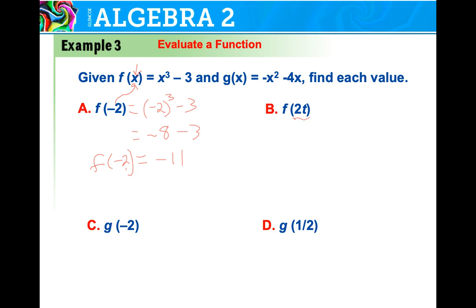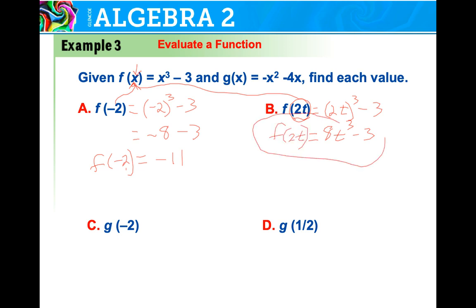Sometimes they give you values that have different variables in them. That's okay, don't be alarmed. It tells you to input 2t everywhere you see an x. So I put 2t in here, and I'll cube the whole thing, minus 3, which means 2 cubed is 8, t cubed minus 3, and that's it, f of 2t. So you have created a new function for f of 2t based on the original function.